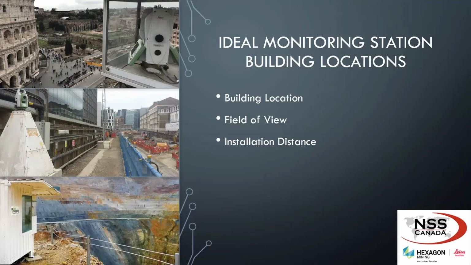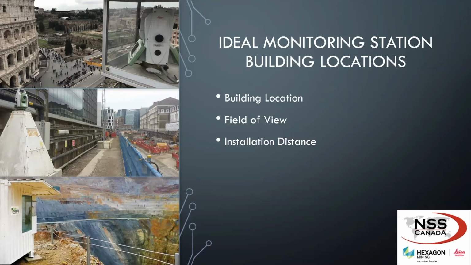The monitoring station building should be built close enough to the edge of the open pit walls, but still at a safe distance away. The monitoring station building should have a clear view of the working project area with as few obstacles in the field of view as possible. There is no determined distance for the monitoring building installation, and it can be determined by the working project at hand.